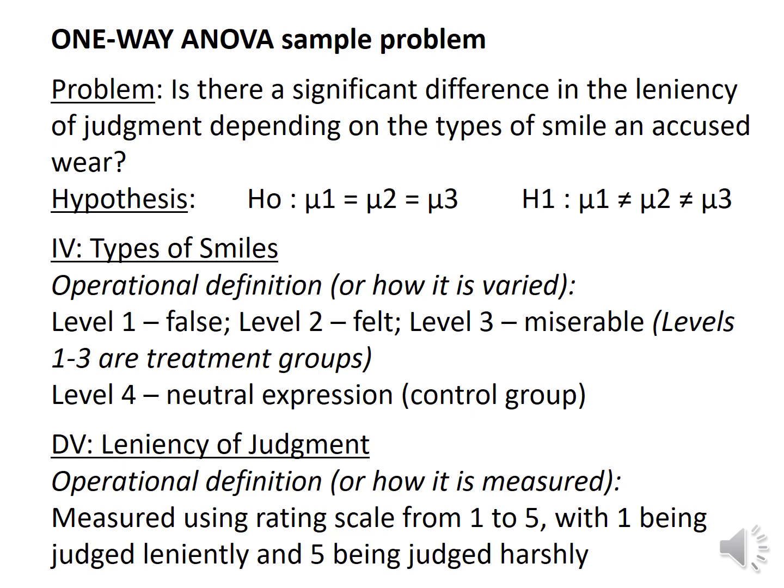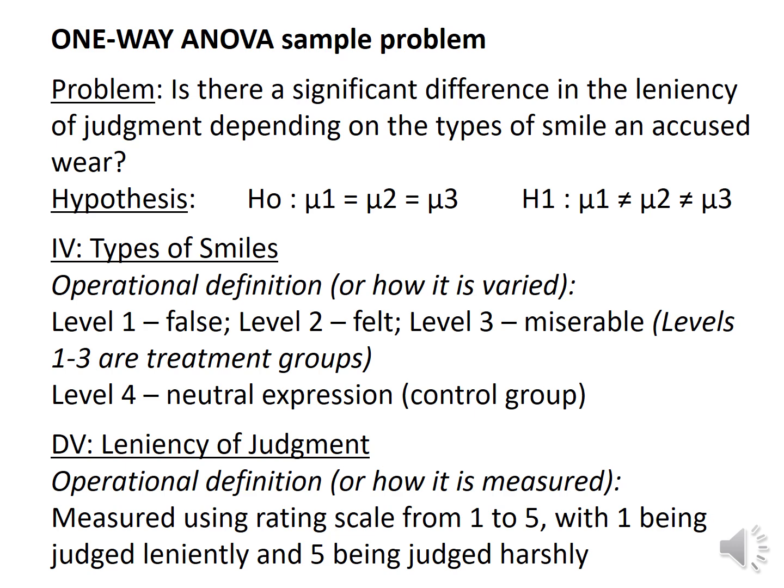Referring to the picture presented earlier, with the man with glasses and 4 different smiles, the levels would be: level 1, the false type of smile; level 2, the felt type of smile; level 3, the miserable type of smile. These 3 levels are called treatment groups because there is the presence of a type of smile. On the other hand, level 4 is the control group, the group presented with a neutral expression.